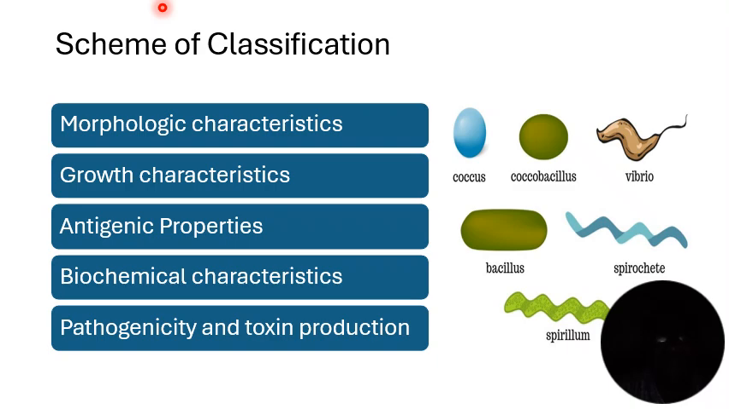Then we have the pathogenicity and toxin production. Some bacteria are actually harmless, while others are harmful. Some cause disease, while some are used in preventing diseases. So they have different uses.